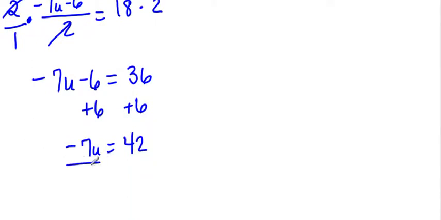To get rid of the negative 7, I would divide by negative 7. This would go to 1, so u would be negative 6.